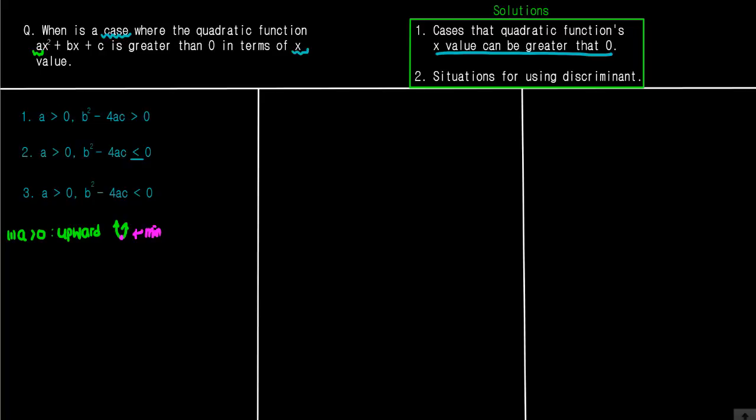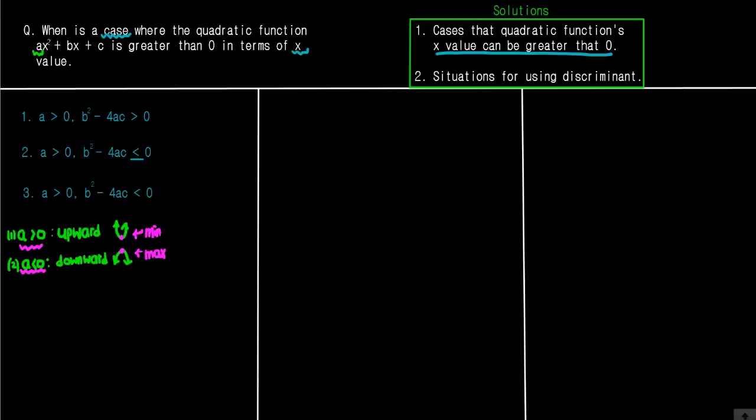Let's think about the second case, which is when the a value is less than 0. When the a value is less than 0, the graph will go downward. The graph goes toward the down, which will look something like this, and only a maximum point will exist in the function.